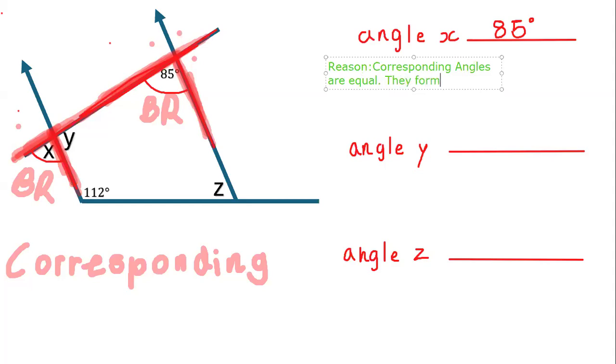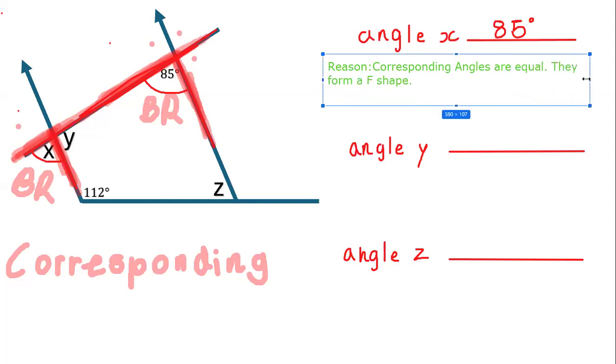They form a what? An F shape. They form an F shape. So what shape do corresponding angles form? An F. An F shape. Very good. And that's how we got that one.